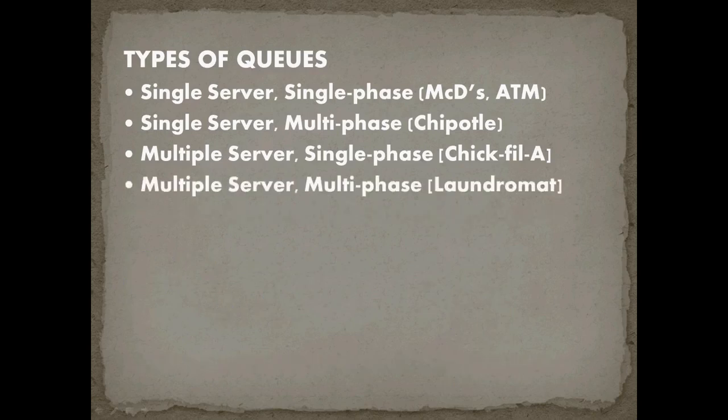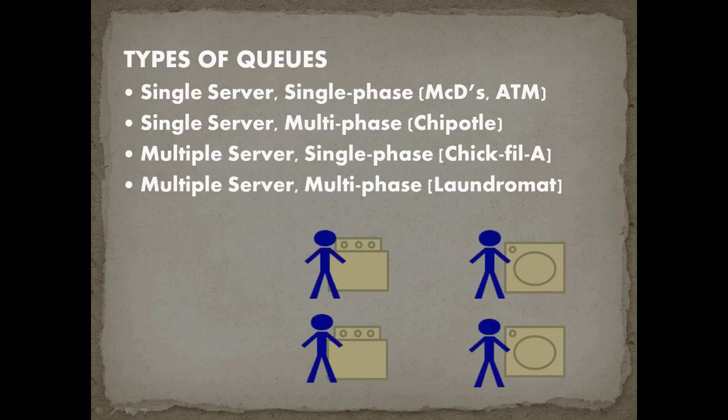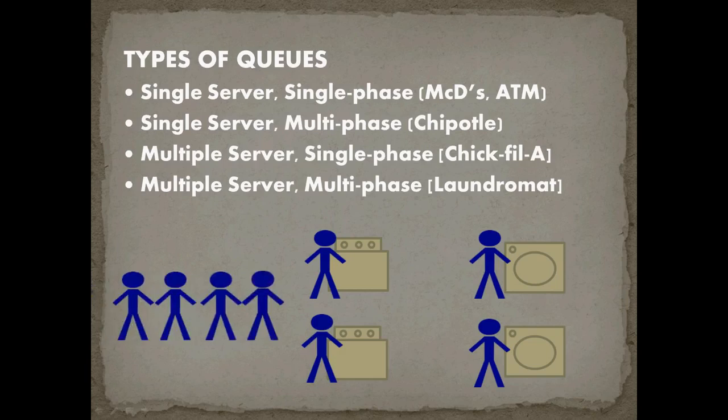The final type of queue is a multiple server, multi-phase. And this is a lot like a laundromat. So when I show up to a laundromat, it almost always seems to be busy. Everyone's at all the washing machines, everyone's at all the dryers. In which case, I'm almost always going to end up in a line. And eventually someone's going to finish with the washing machine, and of course no one's finished with the dryer, so now there's also a line for the drying machines.